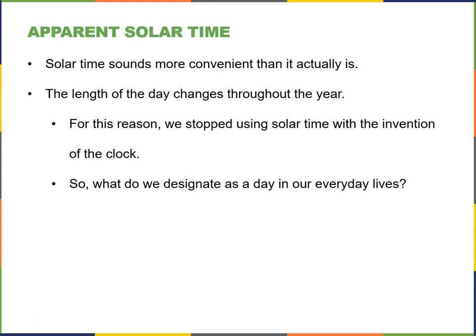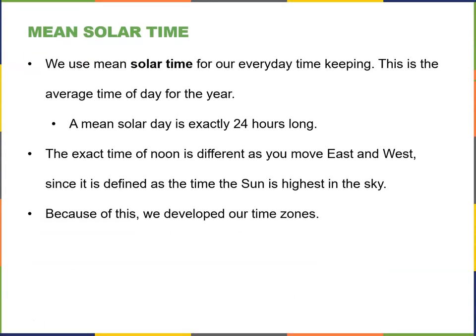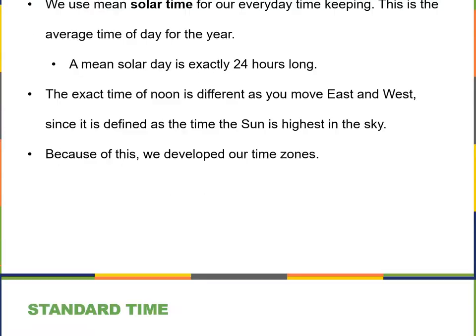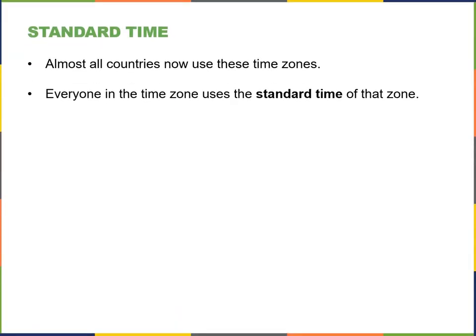So what do we designate as a day in our everyday lives? Instead, we use mean solar time. This is the average length of a day through the year, which is exactly 24 hours. However, the exact time of noon is different as you move east to west. This is our time zones.